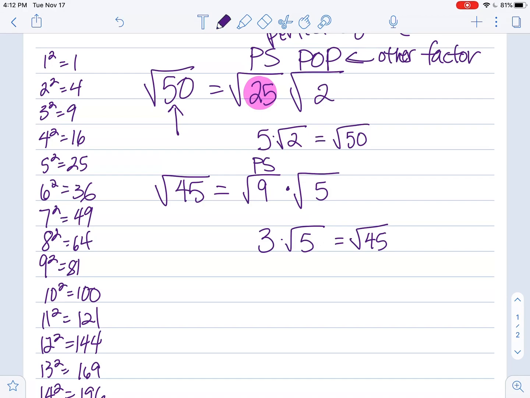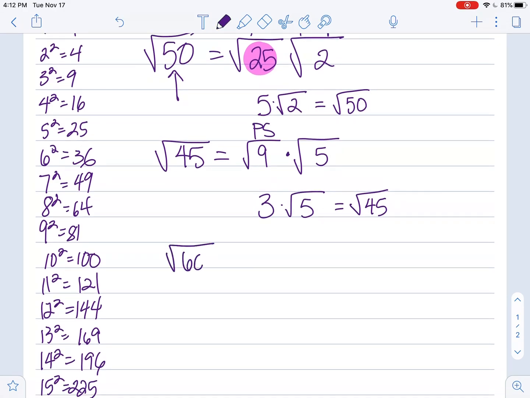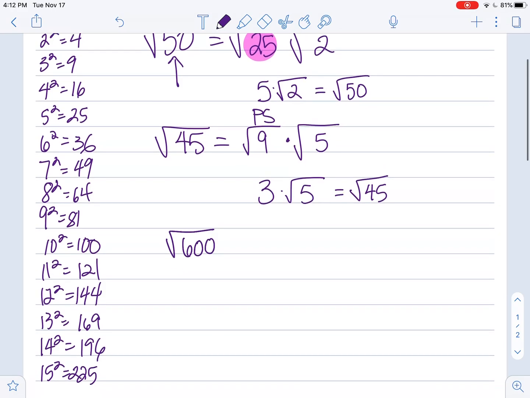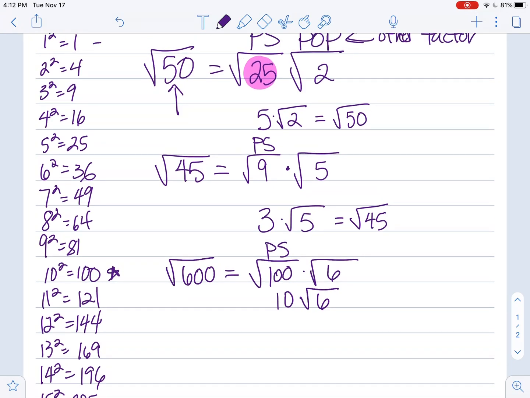What about the square root of 600? Let's look at the largest perfect square. Obviously, all of these are going to work because 600 is not that big. But look at this one right here: 100 is a perfect square. If we use that as our PS, then 100 times 6 is going to give you 600. The square root of 100 is 10, so I have 10 square roots of 6. There are no other factors of 6 that are perfect squares, because you've got 1, 4, 9. So that's as simplified as it's going to go.